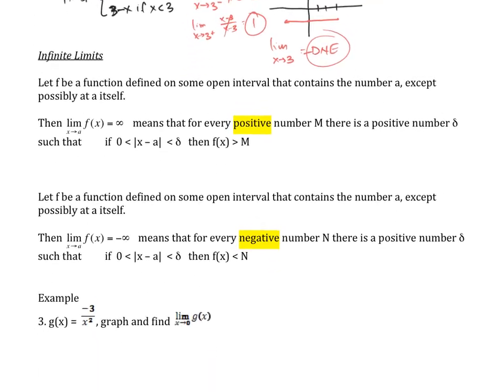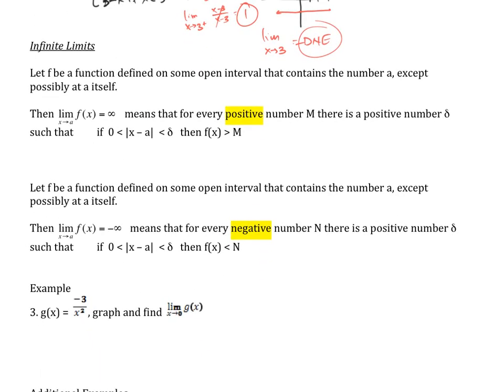And for infinite limits, we have f be a function defined on an interval that contains a number a, except possibly at a itself, like we always say. And we get close to a, but not at a. Then the limit as x goes to a of f of x equals infinity means that for every positive number M, there is a positive number delta such that if the absolute value of x minus a is between 0 and delta, then f of x is greater than M.